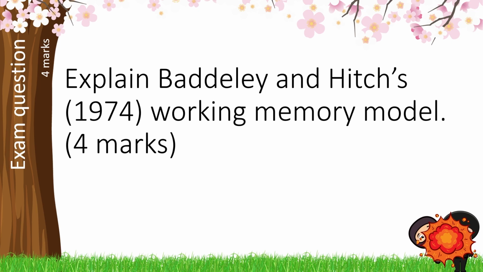Okay, let's have a look at an exam question. Here we've got a 4-mark question, explain. This is asking us to give description and detail. Key thing here is that this is the 1974 model. Therefore, we do not include the episodic buffer.